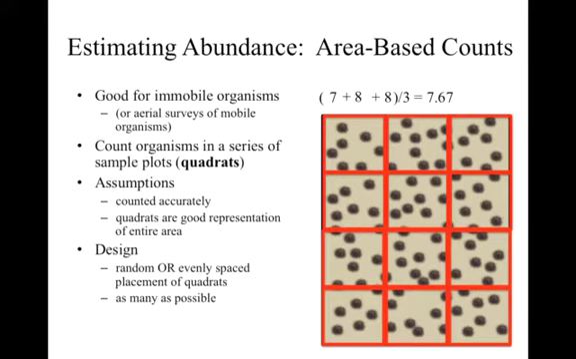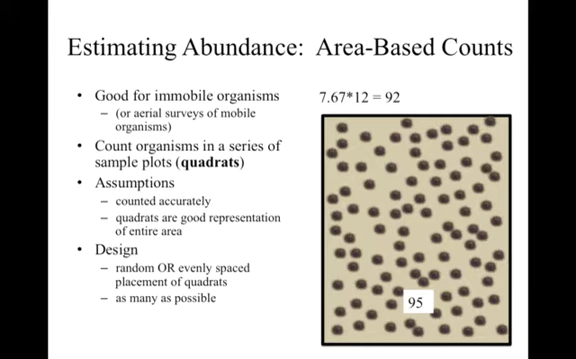So then what I can do is say, well, if there's about 7.67 urchins per quadrat and my entire area has 12 quadrat-sized squares in it, then I would have 12 times 7.67 or 92 urchins in that whole area. And in fact, if you actually count it up, there are 95. So that's a pretty good estimate, and I didn't have to count every single urchin.